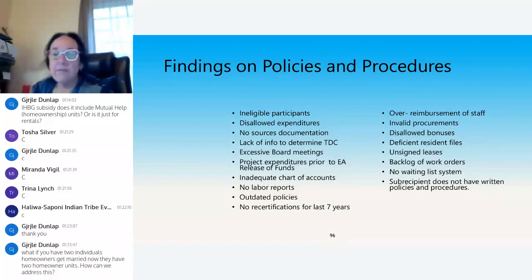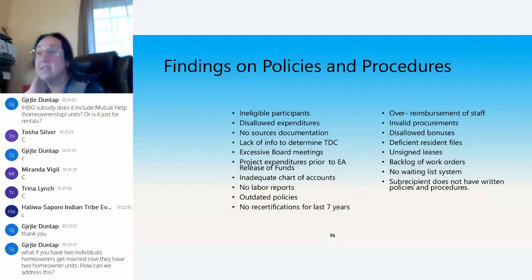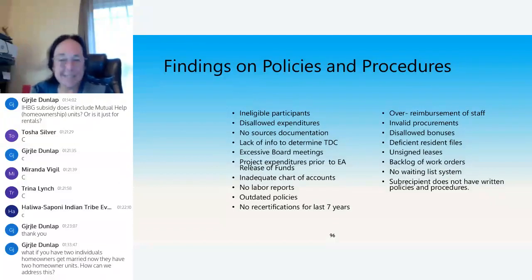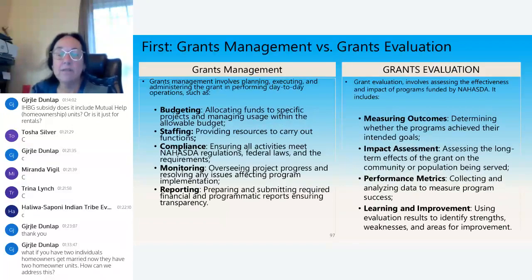So those are some of the findings on your policies and procedures, such as ineligible participants, disallowed expenditures, no source documentation, lack of info to determine your TDC, your total development cost, excessive board meetings, you can't be paying them for no reason, project expenditures prior to the environmental assessment release of funds, inadequate chart of accounts, no labor reports, outdated policies, no recertifications for the last 7 years, over reimbursement of staff, invalid procurements, disallowed bonuses, deficient resident files, unsigned leases, backlog of work orders, no waiting list systems, subrecipient does not have written policies and procedures.